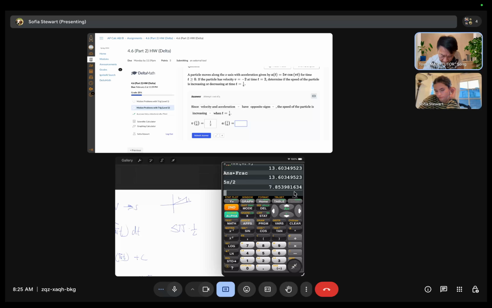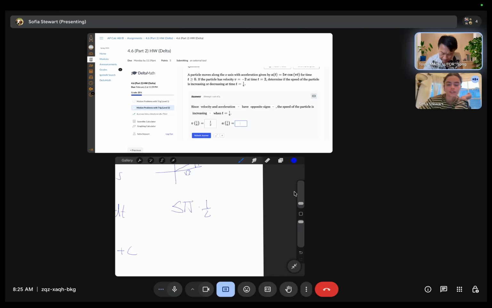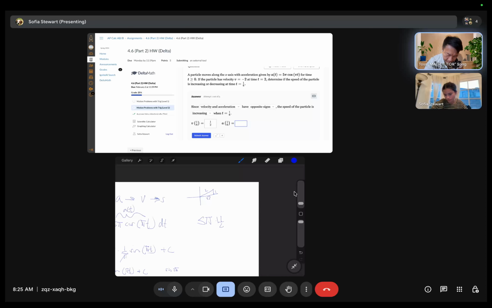No, it's actually pi over 6? Oh, because it's root 3 over 2. I was thinking pi over 3. Right. Oops. Root 3 over 2. So it should be 5 pi root 3 over 2.